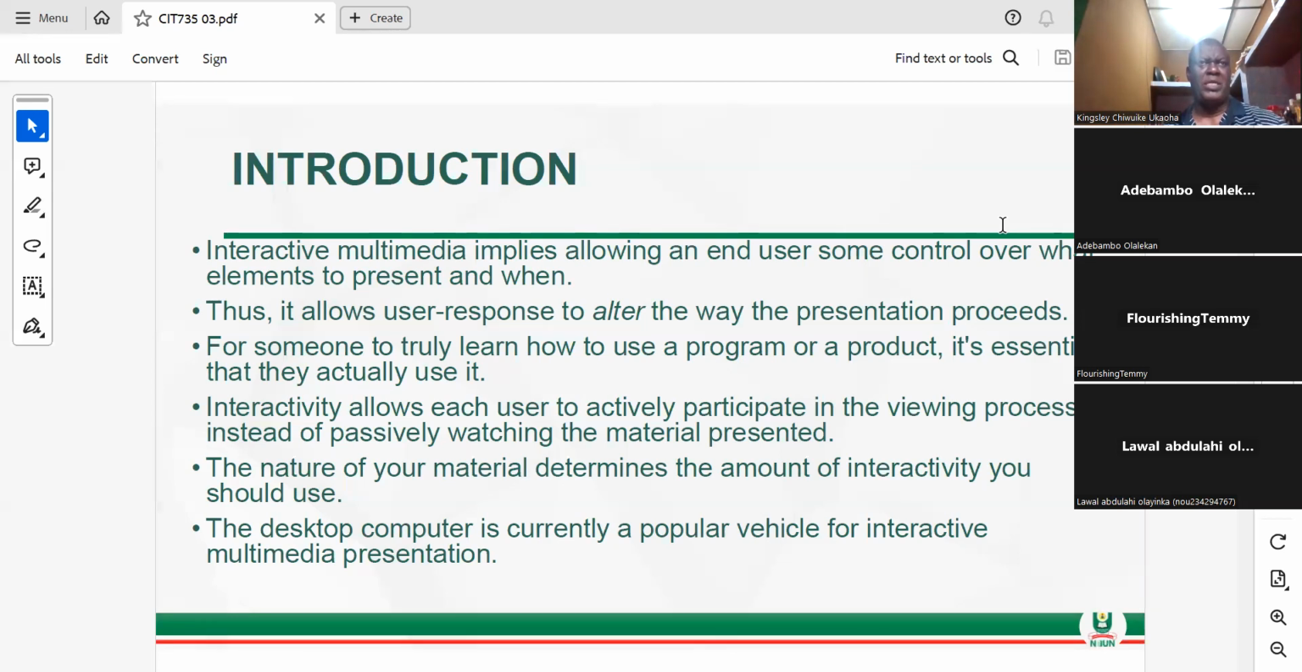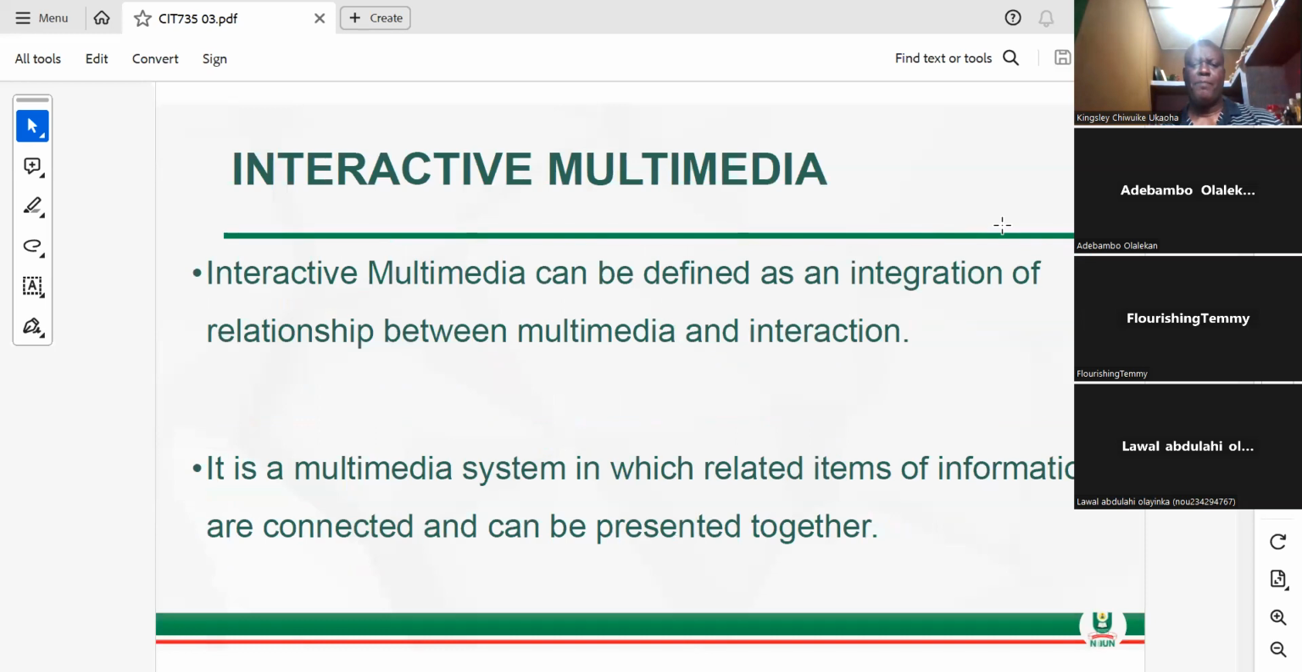player, maybe watching a video through a DVD player. The way the program proceeds, you can rewind, you can fast forward, you can pause. You can decide when to play or not. There is some form of interaction between you and the program. That is interactivity. But for a television, you don't have any control over it, or even a radio. So it is what they present to you, you take. That is not interactivity. So the nature of your material determines the amount of interactivity you should use. The desktop computer is currently a popular vehicle for interactive multimedia presentation.